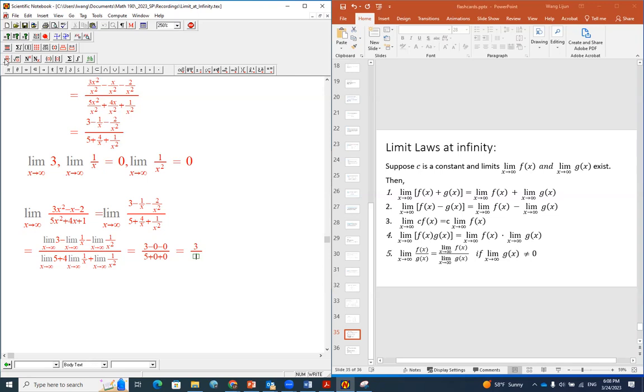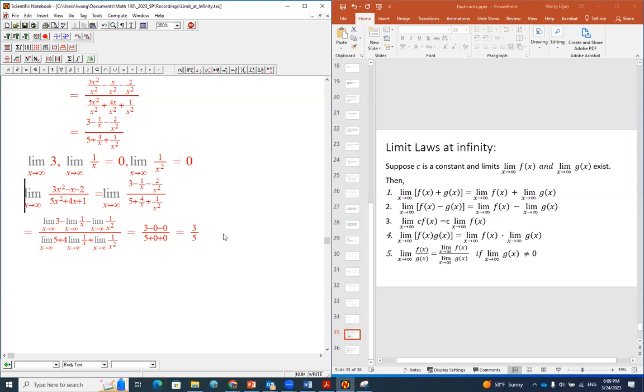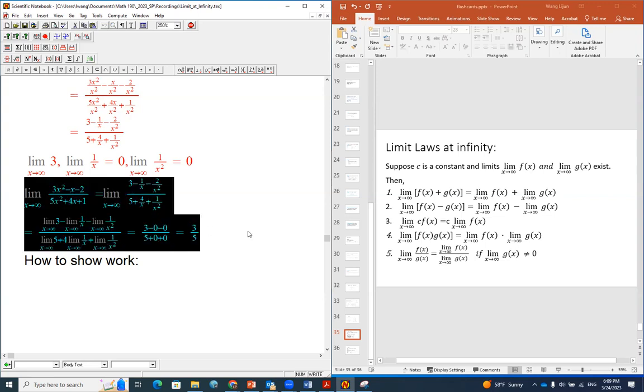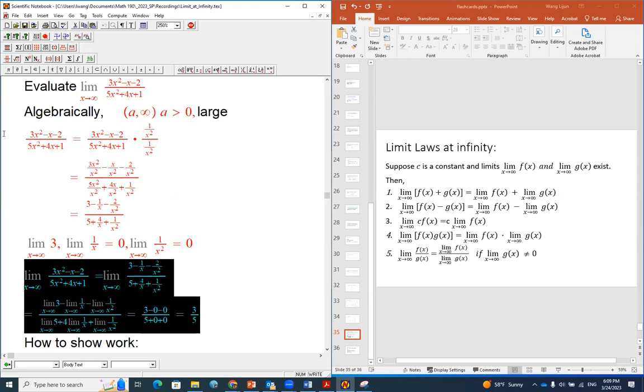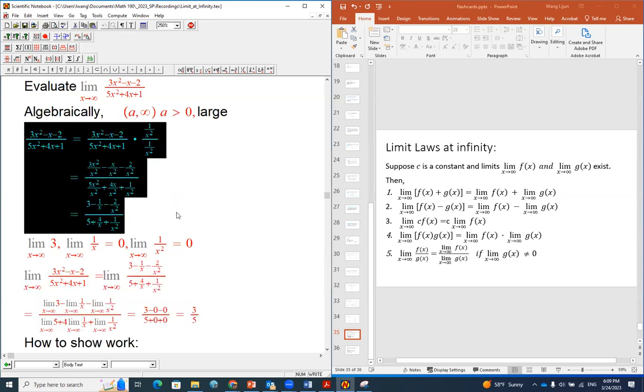In this process, the reader can see you have demonstrated that you understand how to apply the law of limit properly. Okay, but how to show work? You can show work just like that, or you do this on the side.